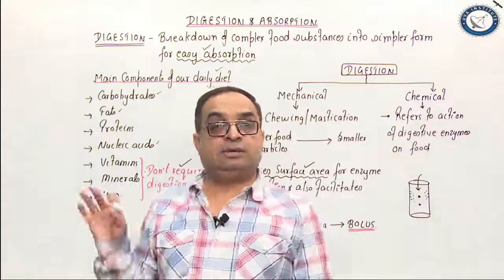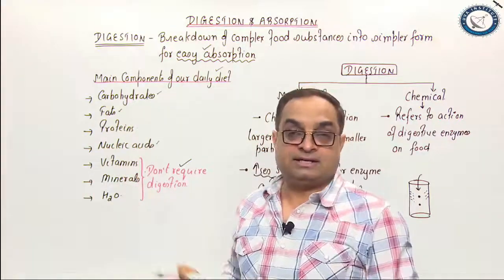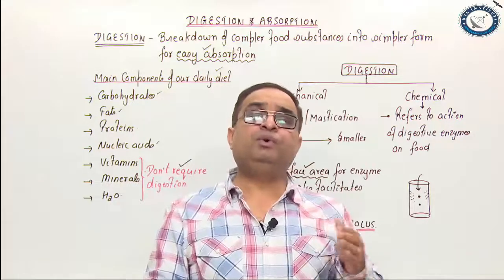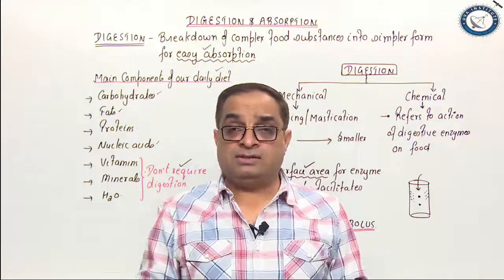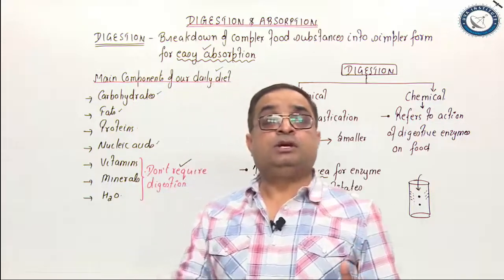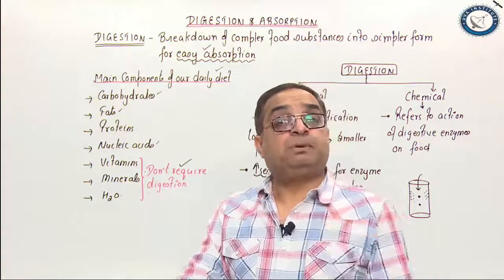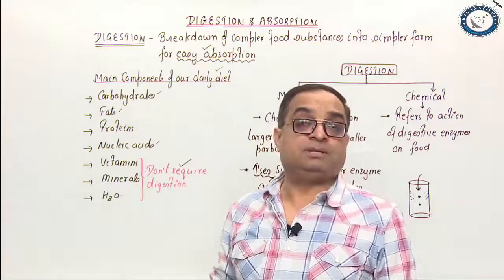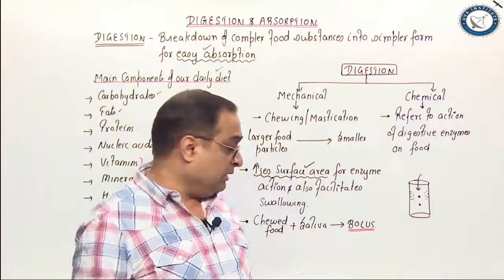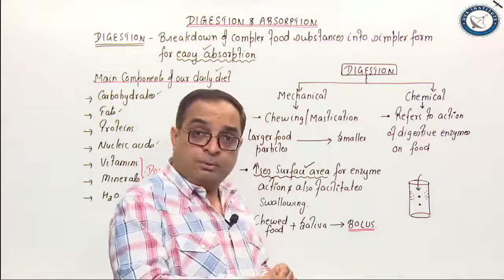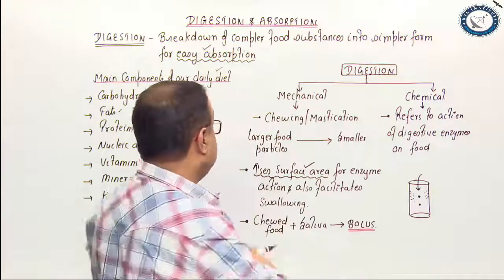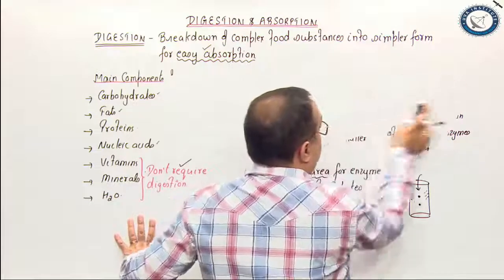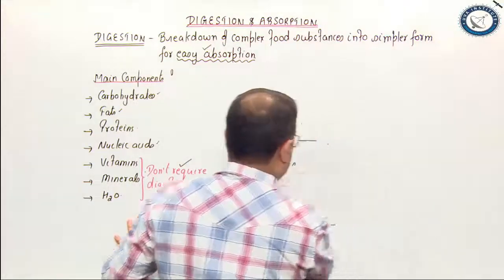And then we have seen the main components of our daily diet. Now we'll see step by step how the different food components, carbohydrates, proteins, fats, which are called the proximate principles of foods, are digested. How carbohydrates are digested, how your body digests fats and then proteins. Let's first start with the digestion of carbohydrates.